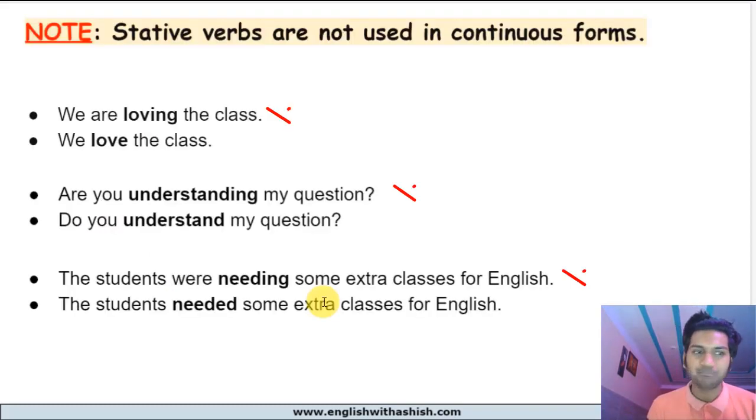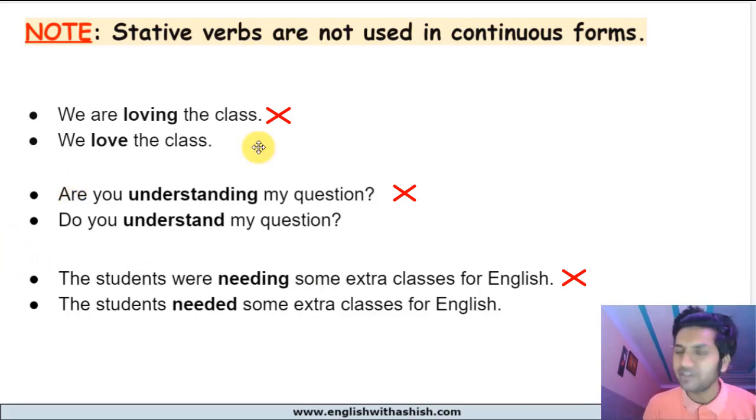Okay. Now, a very important point is stative verbs are not used in continuous forms. You cannot use them in progressive tenses because they are stative verbs. They do not show any physical action. They do not show any dynamic action. And that is why, my friend, you cannot use them in continuous tenses. You cannot do that. So you can't say loving, hating, liking, understanding. You cannot do that, right?